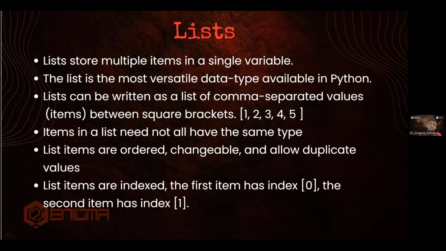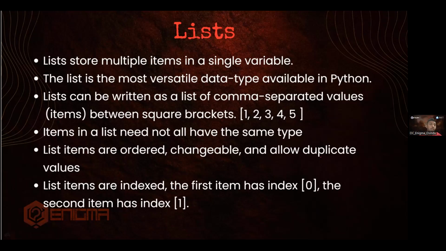So lists store multiple items in a single variable. The list is the most versatile data type available in Python and can be written as a list of comma separated values between two square brackets. Items in a list do not have to have the same type. This is something very important that we should remember. In a list, we don't have to have items of the same type.